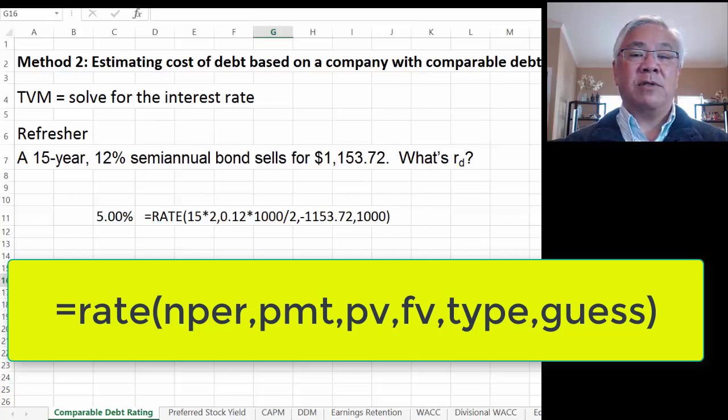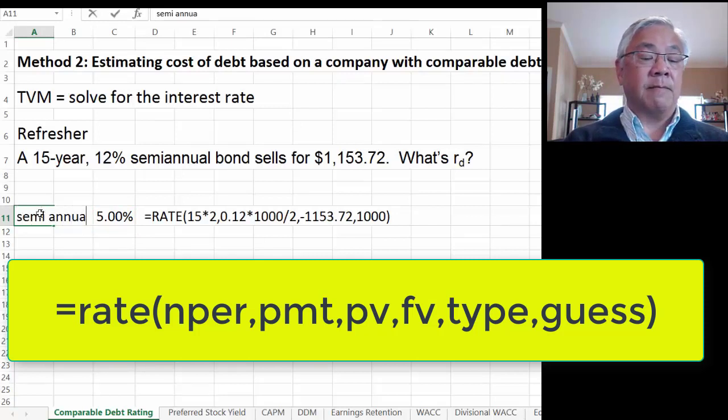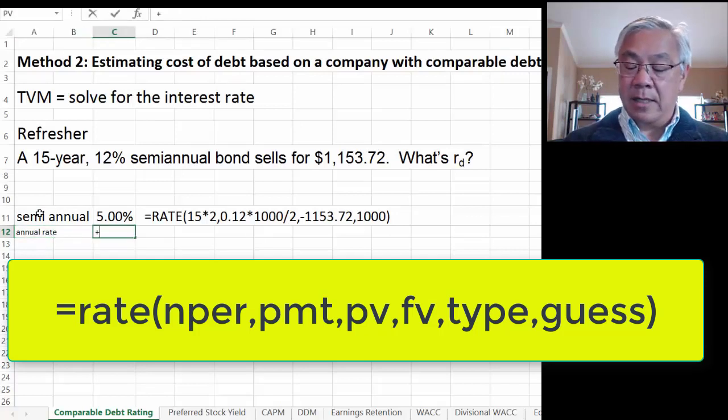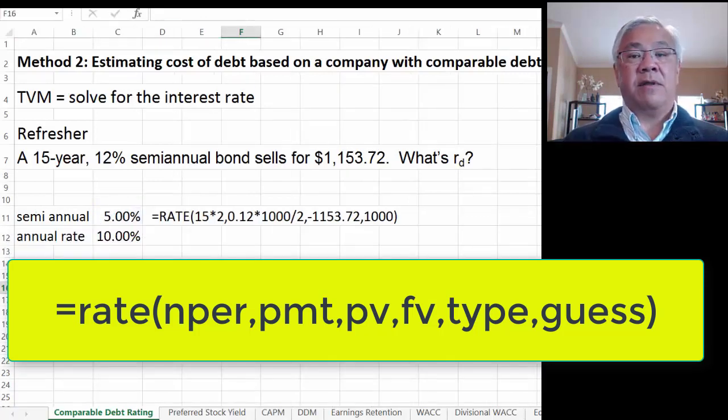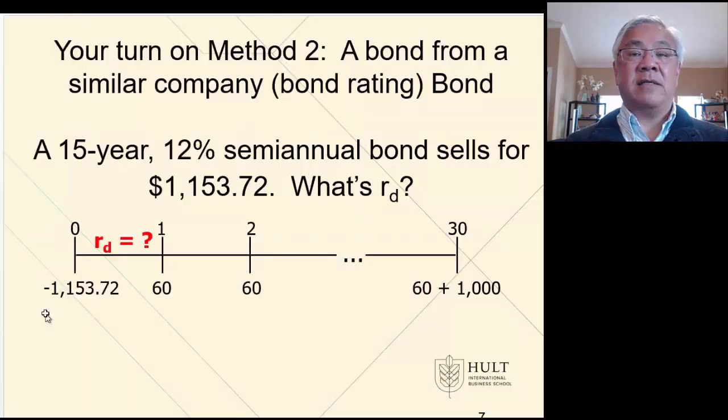Then look at the current price, which we have because this is a traded bond, at 1153.72, and it's an outlay. So we're looking at it from the standpoint of a buyer of the bond. I pay out 1153.72, I get the semi-annual coupon, and I get 1,000. That's the future value. So that's the rate, which is semi-annual. So the annual rate would equal that times 2. So in this case, with this bond, it is 10%. All right, so back to the slides.